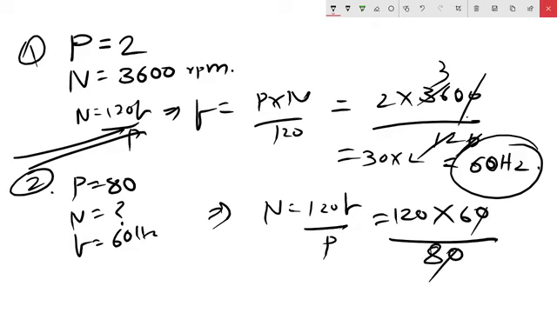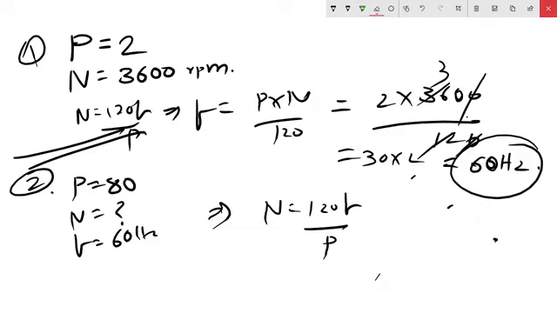Zeros get off, 2 4s are 8, 2 6s are 12. Okay, 6 6s are 36. 4 4s are 16. One second, I just got confused.